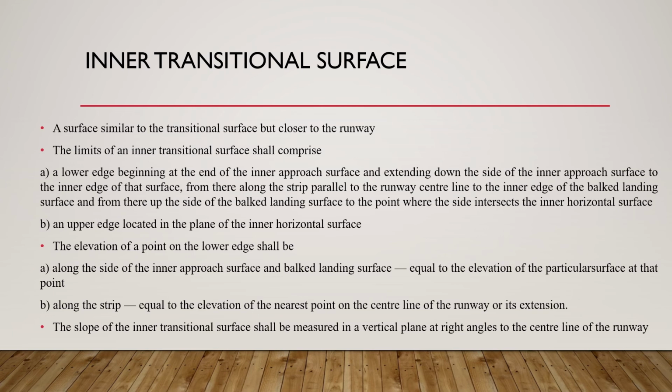The elevation at the lower edge along the side of the inner approach surface and the balk landing surface would be equal to the elevation of that particular surface at that point, and when it is along the strip, it should be equal to the nearest point of the runway center line. The slope of the inner transitional surface shall be measured in a vertical plane at right angles to the center line of the runway.